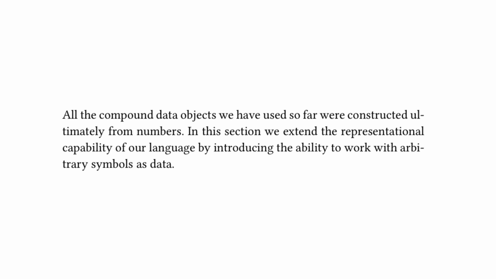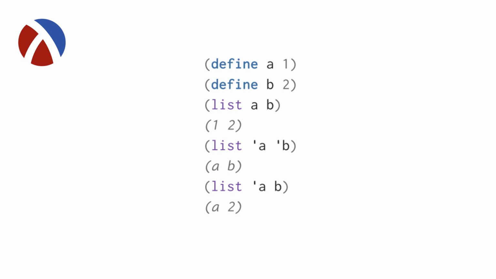So the textbook states all the compound data objects we have used so far were constructed ultimately from numbers. In this section, we extend the representational capability of our language by introducing the ability to work with arbitrary symbols as data. And it goes on to show this example where previously we were just defining our variables to be numbers. Now we are introducing the ability to define our variables to be symbols or to have lists of symbols. And we do this with a single quotation.